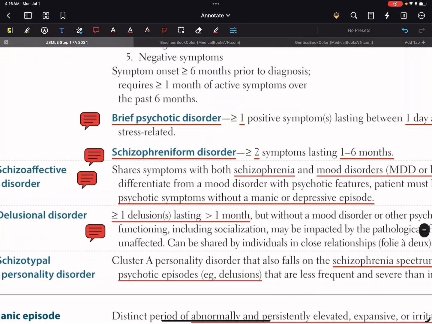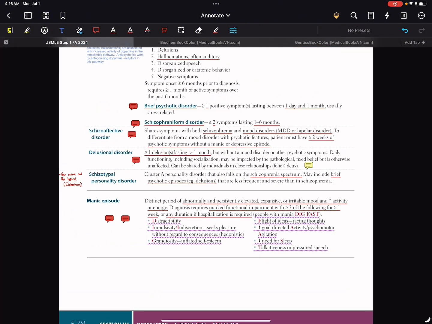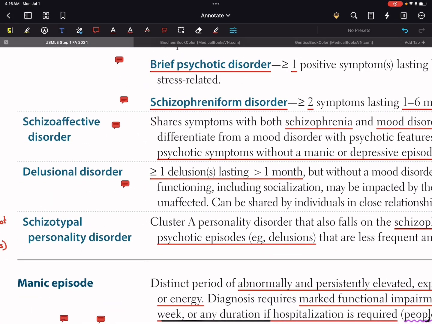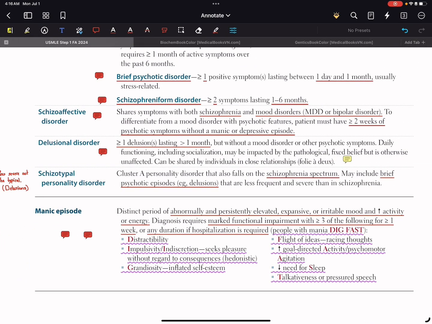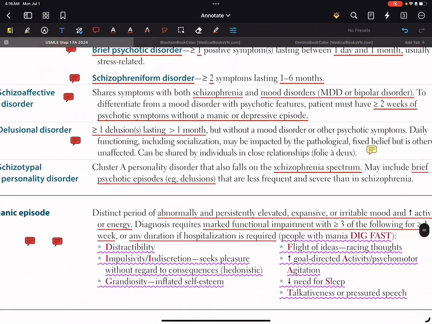Schizophreniform disorder will be for more than 1 symptom for a month. The period is very important. Schizophreniform will be the same thing, for 1 to 6 months. Schizoaffective will be like a case of doing things that are inappropriate, hallucinating, and all of that. Most importantly, they'll tell you that the patient was hospitalized for psychotic symptoms, and between episodes there are no mood symptoms. So this is very important: more than 2 weeks of psychotic symptoms without a manic or depressive episode, which means no mood symptoms.